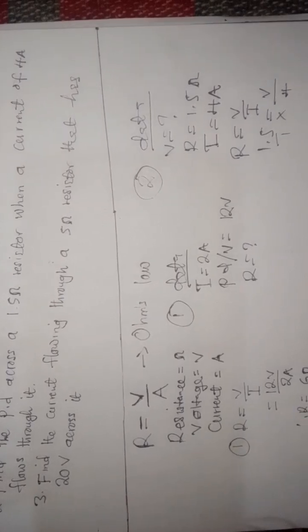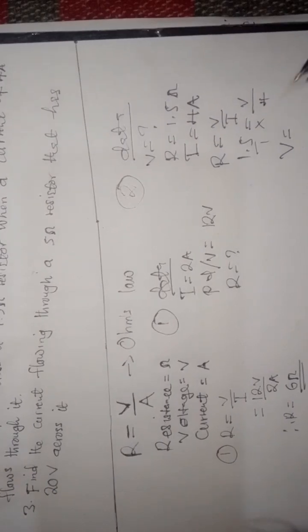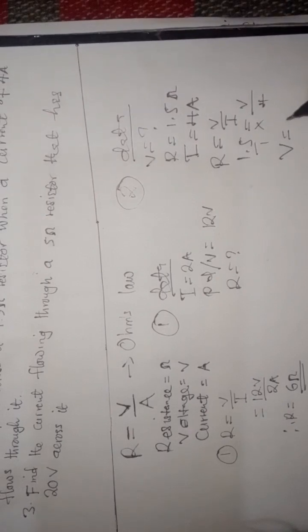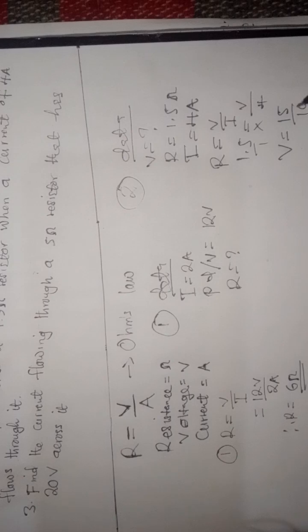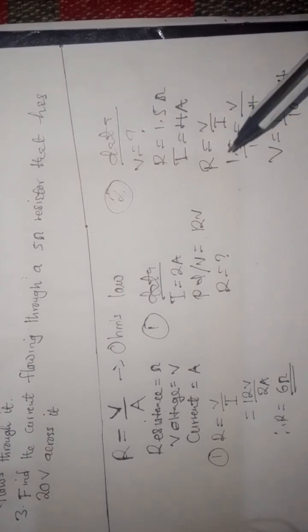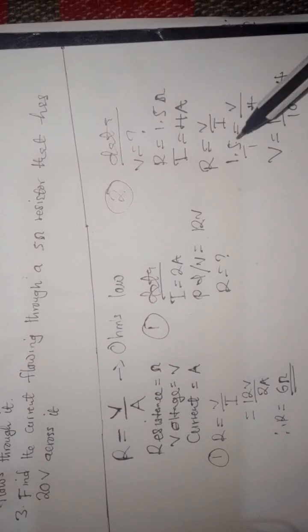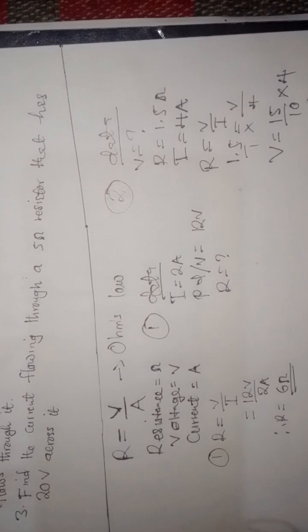We cross multiply there. We are going to say V is equal to 1.5 times 4. If you have a calculator, you can use it. As for me, I don't have a calculator. So 1.5 is the same as 15 over 10, times 4. Remember, in mathematics, 1.5 has one decimal place. Just combine these two numbers to be 15. Then when it has one decimal place, we can say it's 15 over 10.